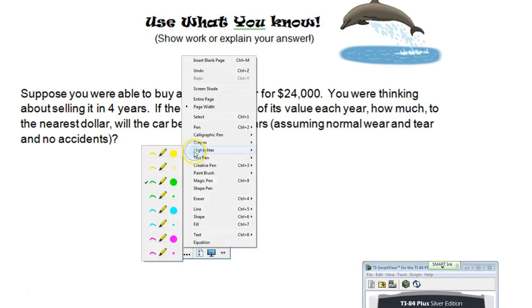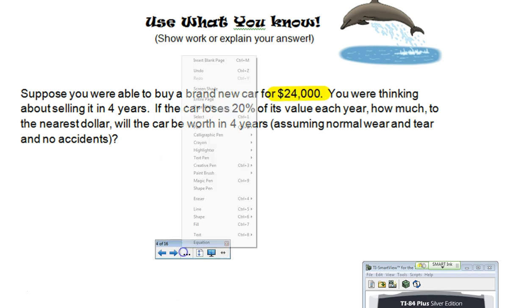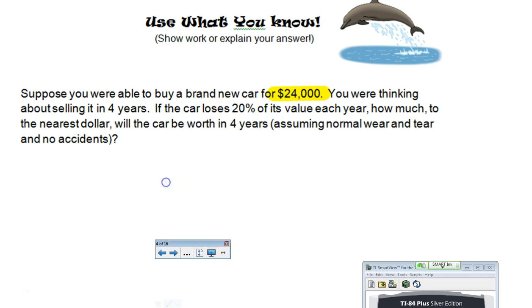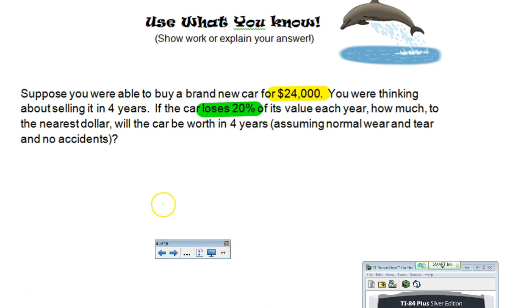All right, so we have some main information in this problem. We have the original value is 24,000. We have that it's losing 20%, and we want to know in 4 years what the car is going to be worth. So we're going to do this problem 3 ways.